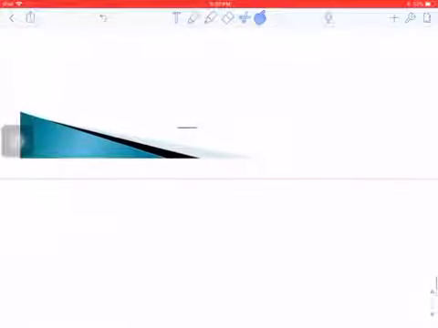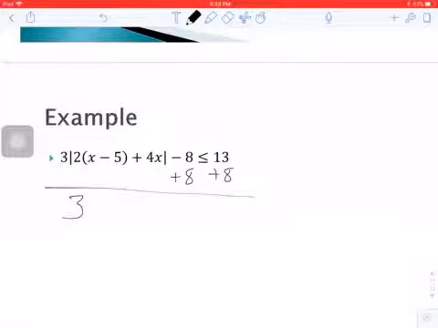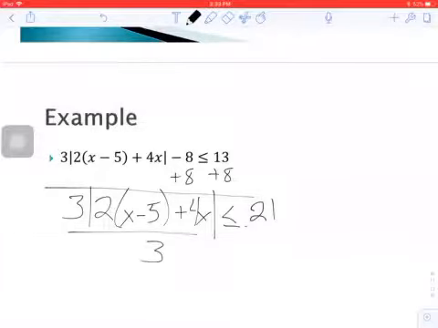So another example, same idea here. We're going to be solving this guy, and I believe this is pretty much the last example. Yep, it sure is. So that's good. We'll work through this real quick. Add 8 first. 3 times the absolute value of 2 times x minus 5 plus 4x, it's not parentheses, it is an absolute value sign, is less than or equal to 13 plus 8 is 21. Dividing everything by 3.